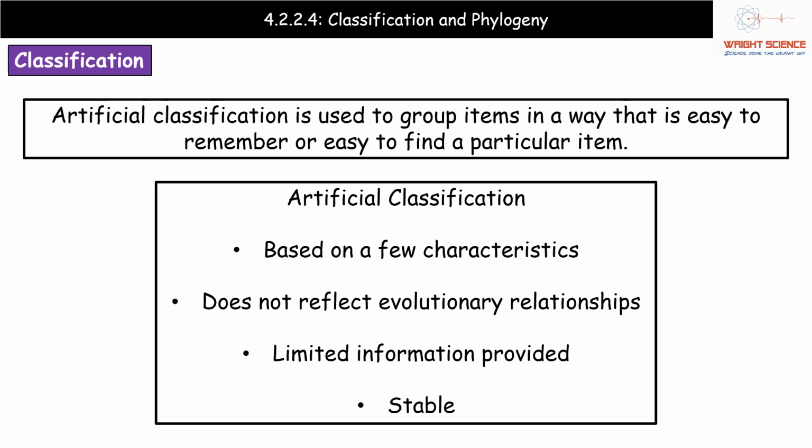Now, what we do find is that once we've carried out this artificial classification, we've got limited information from it. But because we have purely selected these observable features, then it's pretty stable. It's not like an animal with wings, it's all of a sudden not going to have wings later. So we've got a stable form of classification, but there's no link to those evolutionary relationships. It's purely based on those observable features.